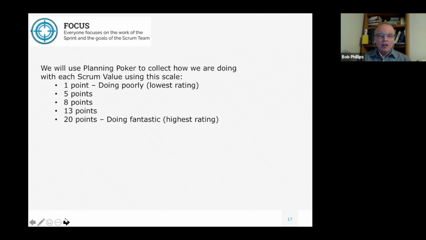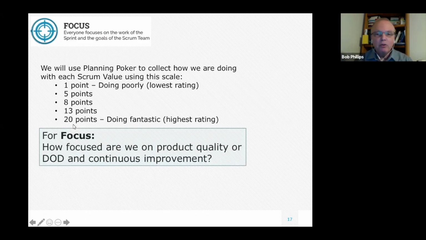Okay, so again, using the same planning poker for focus, how focused are we on product quality or definition of done and continuous improvement? So this was a really cool question. And these were the responses that I got. New Jersey felt that they couldn't stay focused. They kept feeling like they were being pulled in different directions. You know, you think about the rabbit. If you're trying to chase 2 rabbits, they're both going to get away. Where Pune felt they were able to stay focused.